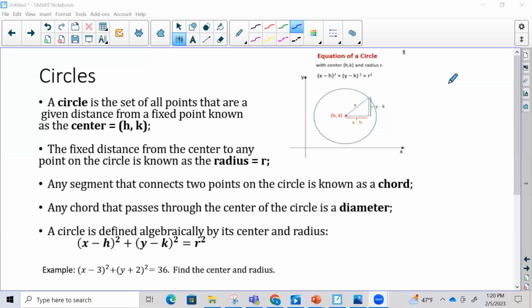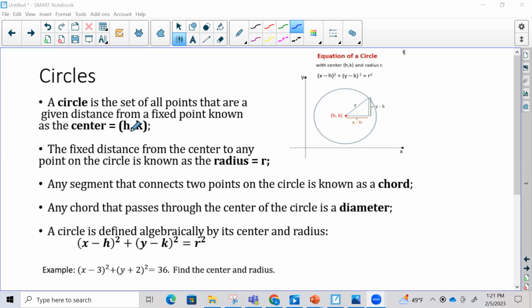So in this video, we're continuing with task 8, but we're going to look at that second part on circles. Okay. So first of all, what is a circle? A circle is the set of all points that are a given distance from a fixed point known as the center. Okay, and they're the same distance, like all of these points on the circle are the same distance from the center. The center we call HK.